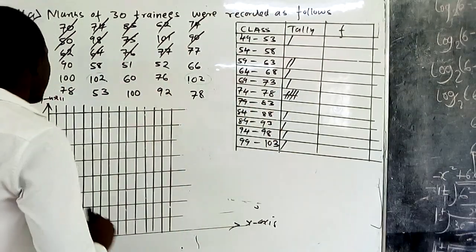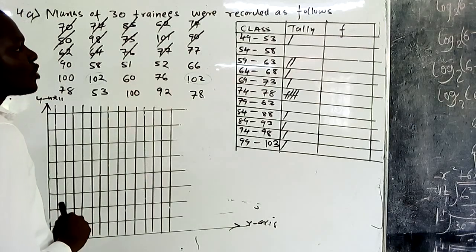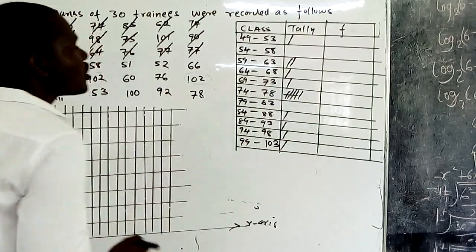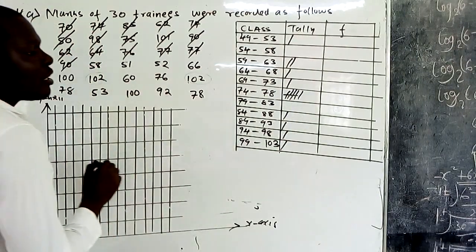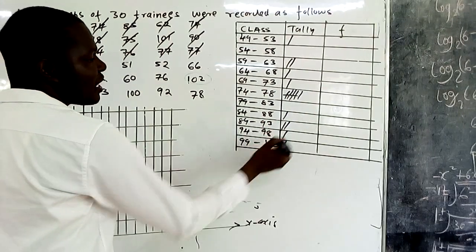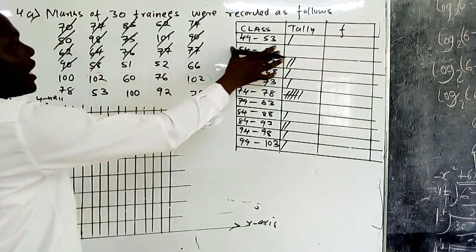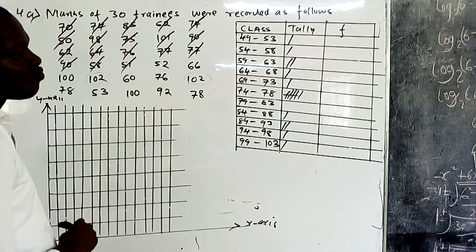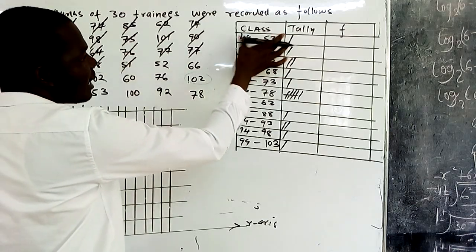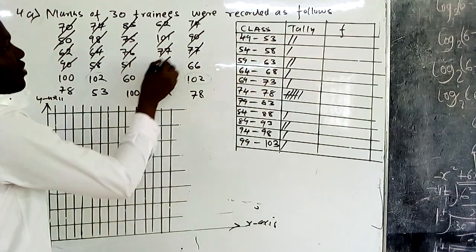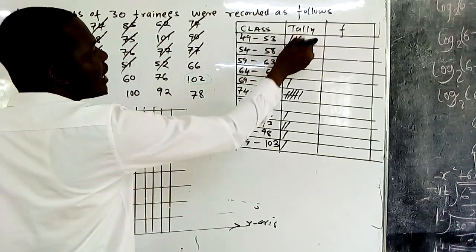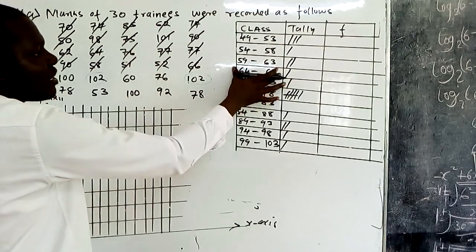So the fifth one forms a band, to help with the counting. 77 again in this class. Count it there. 90 in this class. Count it there. 58 in this class. Count it there. 51 in this class. Count it there. 52 in this, count it there. 66 in which class?